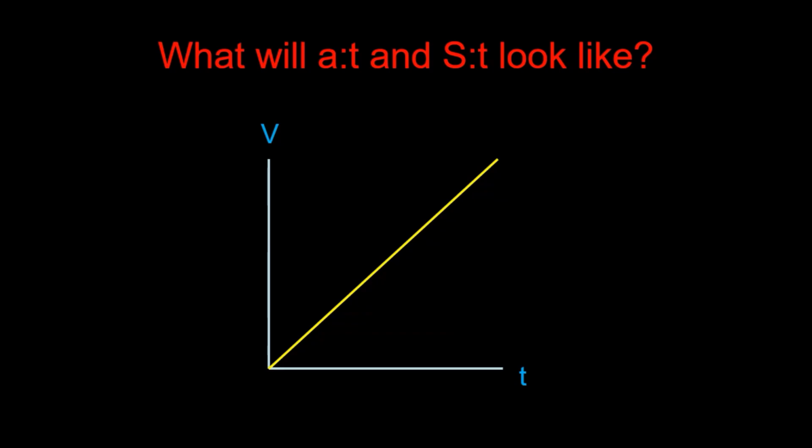So this is our VT graph, velocity versus time. What will our ST graph look like? It'll be in a squared form. S squared versus t. What will our AT graph look like? Nice flat line. Hope you guessed that correctly.